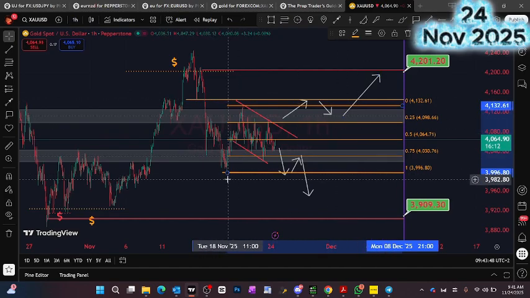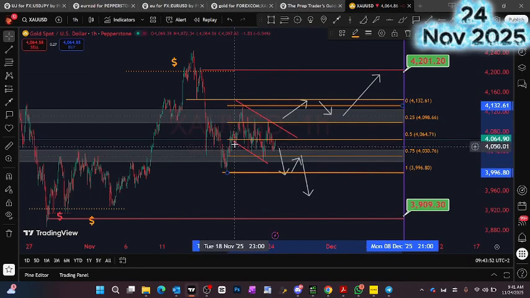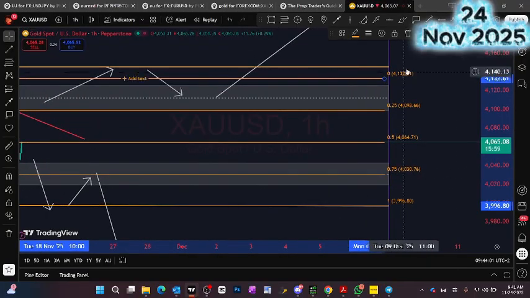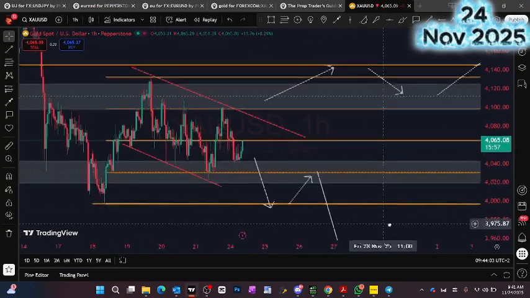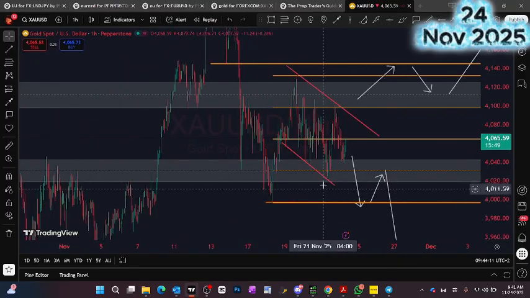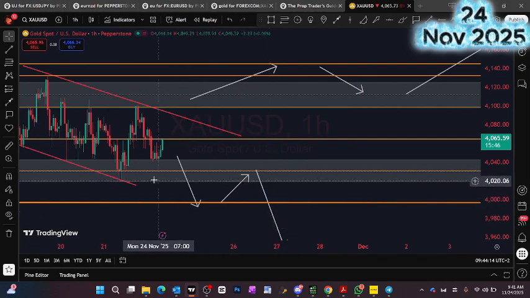gold came from here. This leg went up, and if you can check the DRT thing, gold came down and closed just underneath the 75. Oh, it didn't close underneath it.